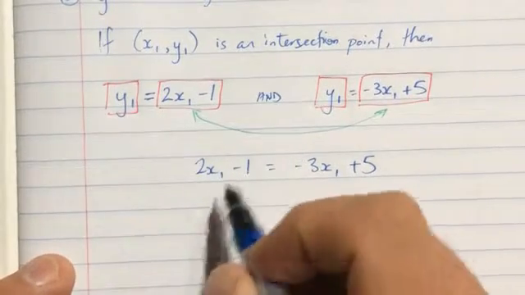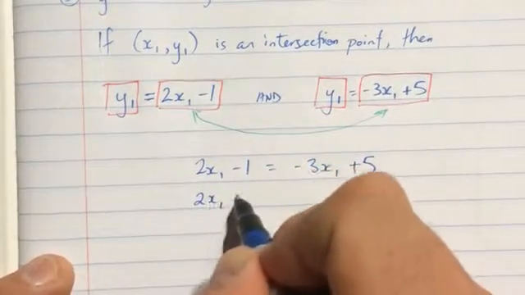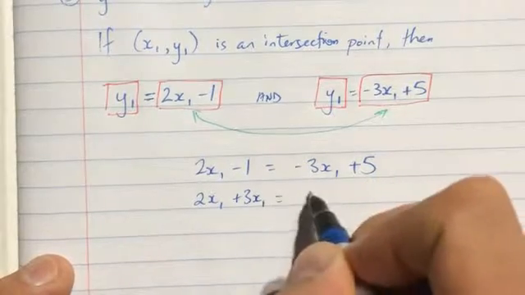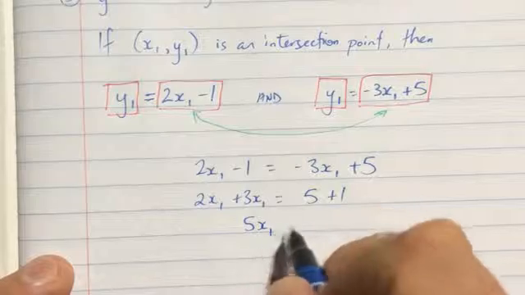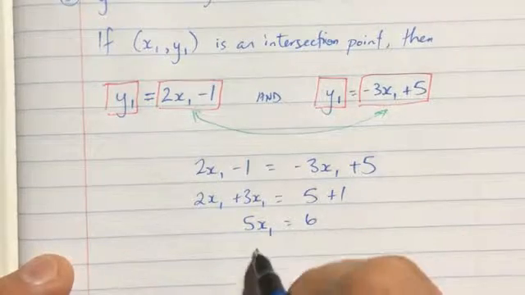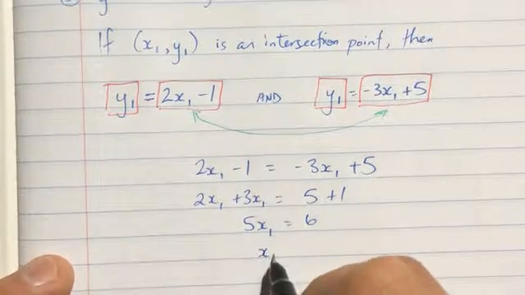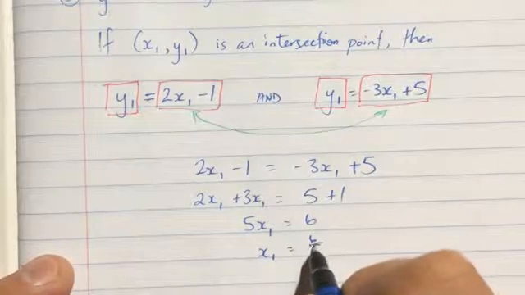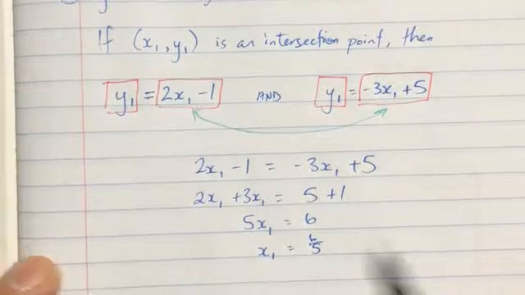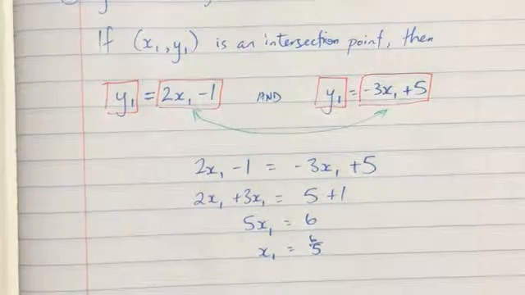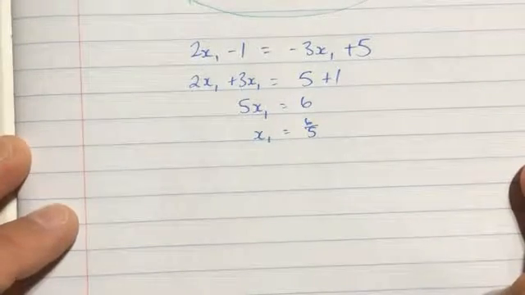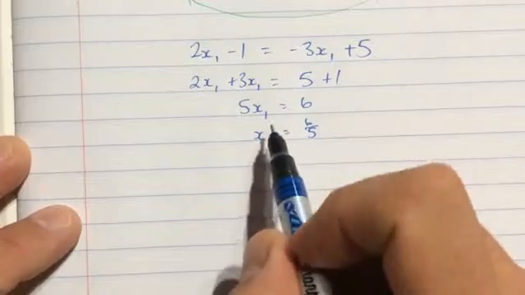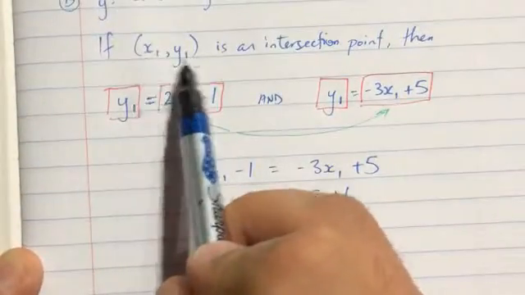Now we solve this, and I'll get 2x1 plus 3x1 equals 5 plus 1. Over here, 5x1 equals 6. Dividing both sides by 5, I'll get x1 equals 6/5. Now see, that's a fraction. That would have been tricky to get graphing, unless maybe you had a graph of unusual size. Now, that is not a point, though. That's just part of our intersection point.